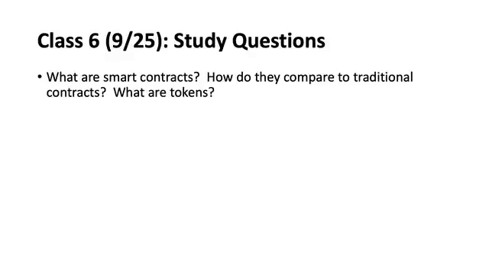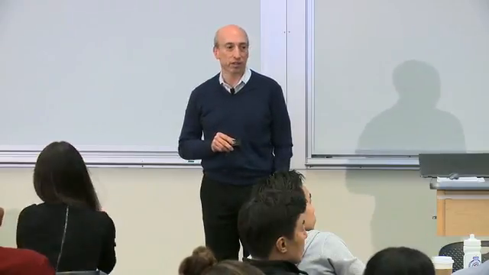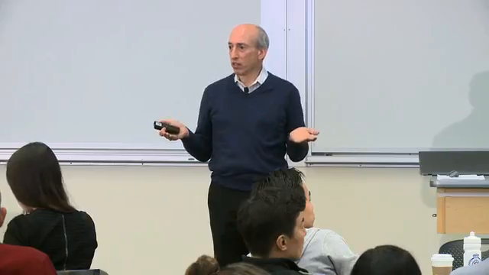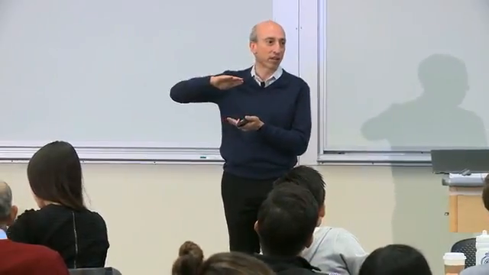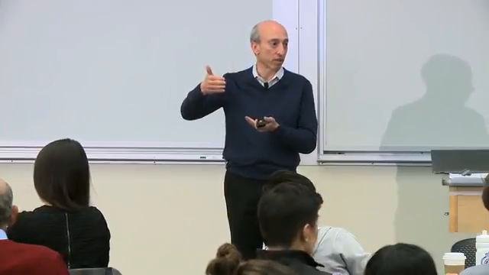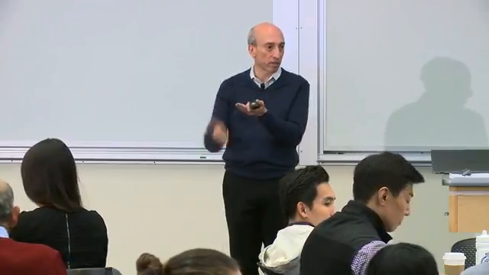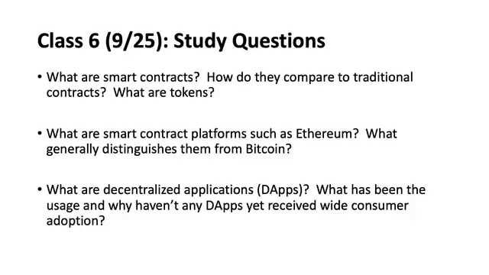So the study questions today are about smart contracts and basically how they compare to regular contracts, and what are the tokens that are used within that ecosystem. And what are the platforms? In a very similar sense to the internet, we have the internet, and then above the internet you have, you might say, applications, Facebook and other applications. Well, this too has a series of platforms and then decentralized applications potentially on top of that.